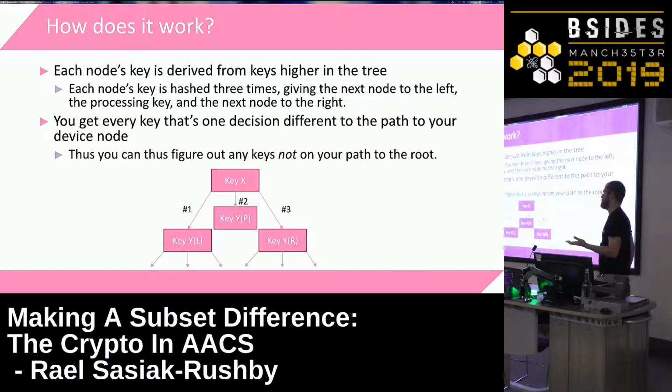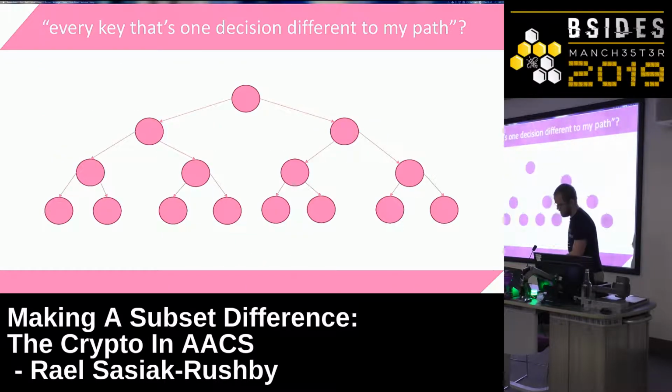How are we going to use this? Well, when you are giving a device, you assign it somewhere on the tree, and the bottom level of the tree is what are known as device node numbers. And each device is one place there. As a device, you get every key that is one different from your path to the root of the tree. Now that sounds really crazy, and you probably don't know what that means. It's really hard to visualize. Don't worry, I'm going to explain it.